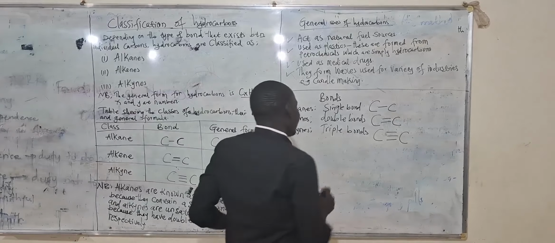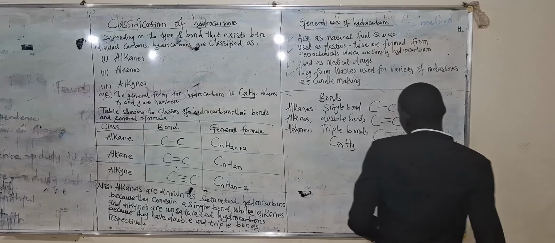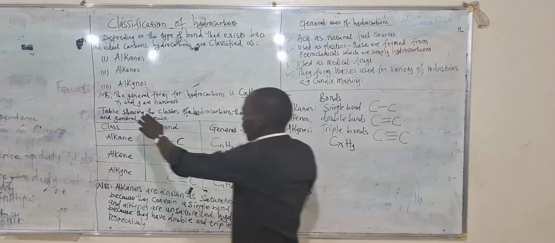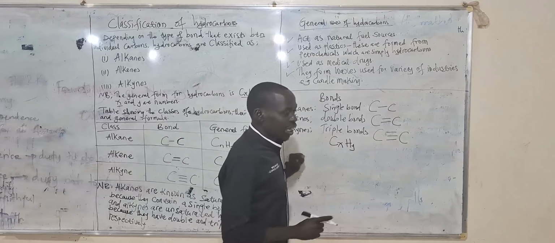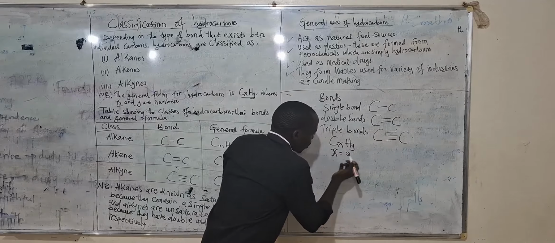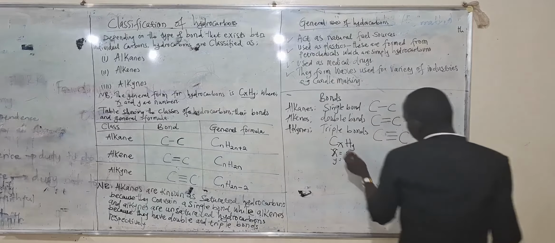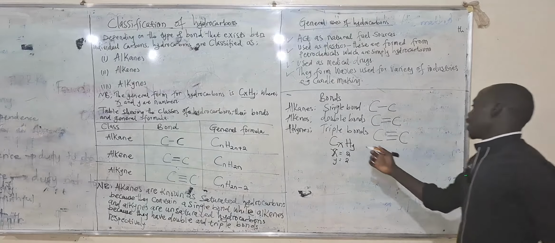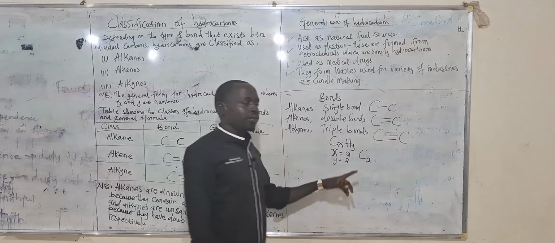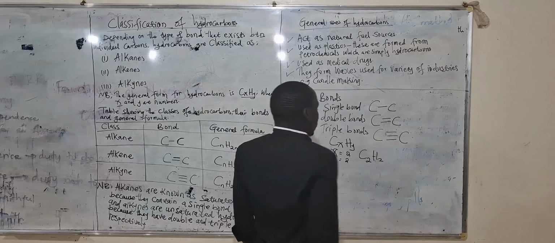The general formula is simply C X H Y. C stands for carbon, X stands for a number, and Y also stands for a number. Assuming X is equal to 2 and Y is equal to 2, to form a hydrocarbon, if I have C and X is given as 2, I'll have something of that kind. Then if H is given as 2, I'll have something of that kind.